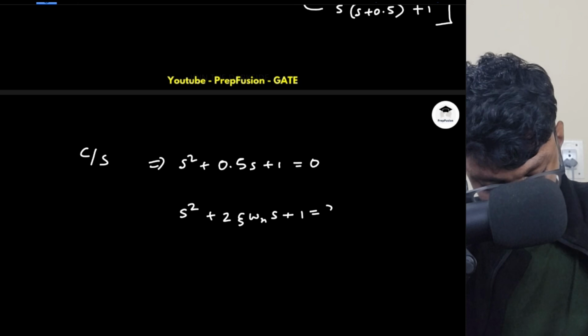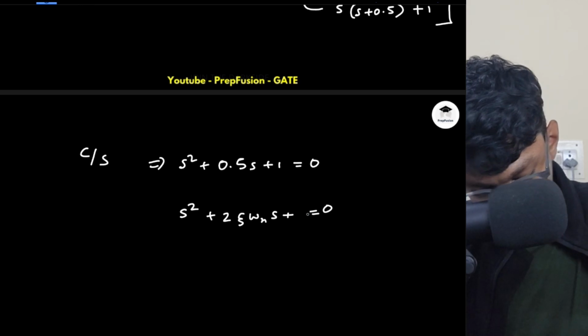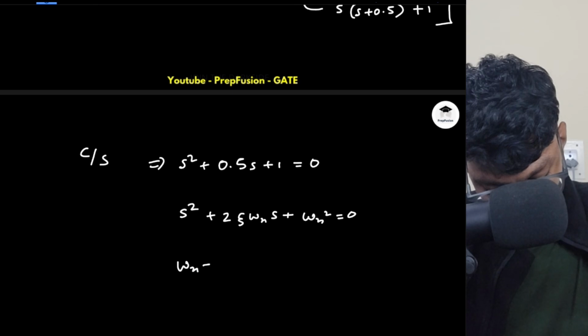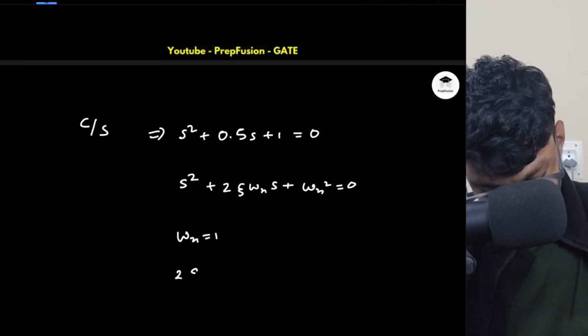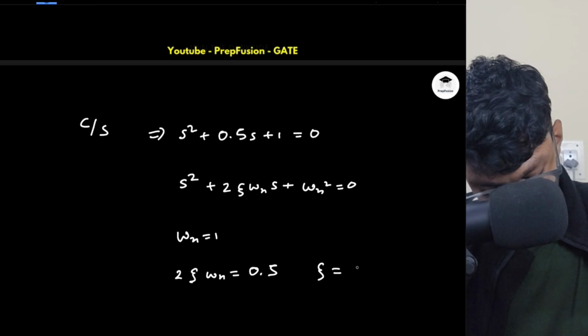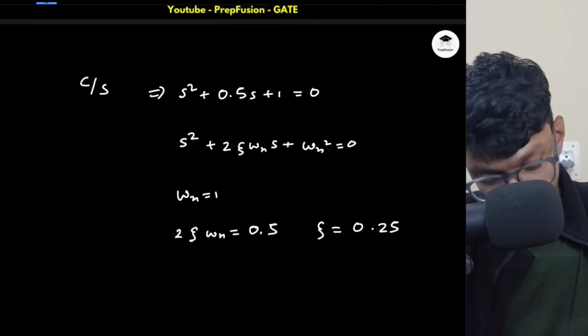characteristic equation. According to the standard second order equation, this will be omega n square, right? This will be omega n square equal to 1, so omega n comes out to be 1. So 2 zeta omega n equals 0.5, so my zeta comes out to be 0.25. This is what your zeta comes out to be, and your omega n is this.